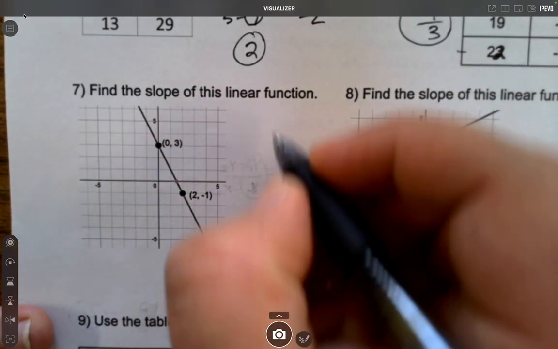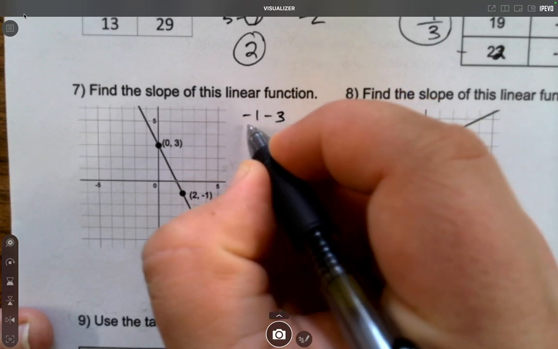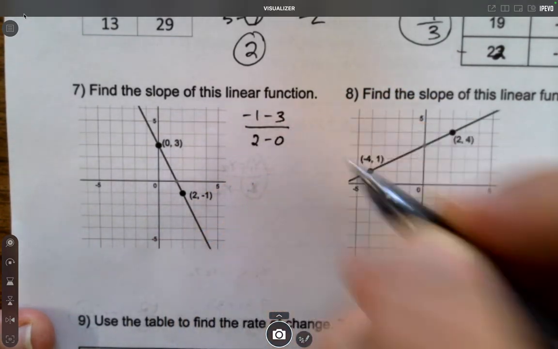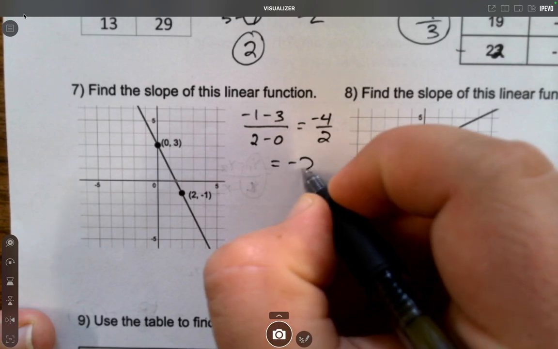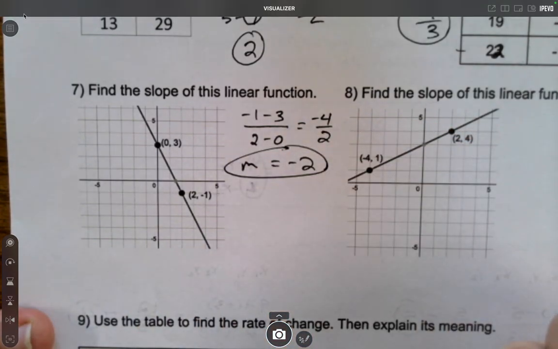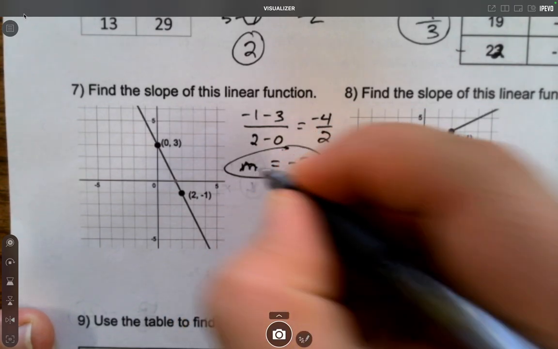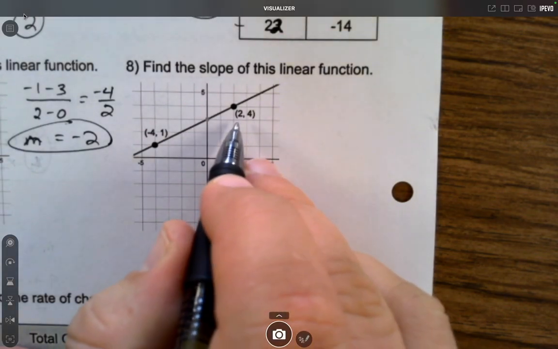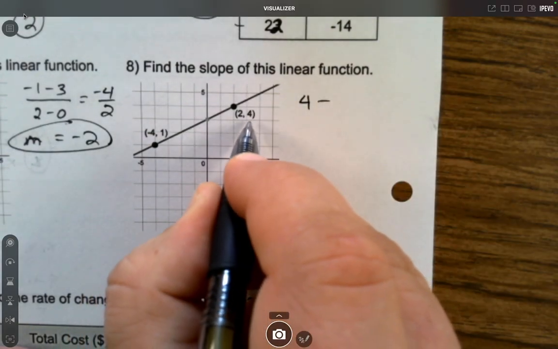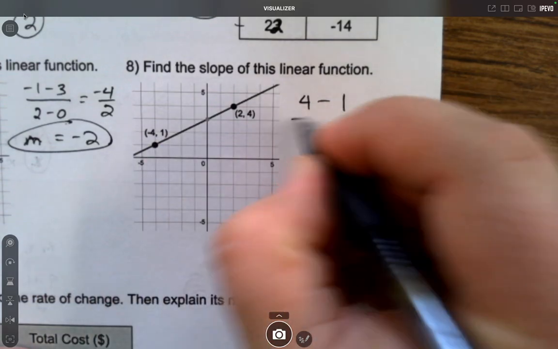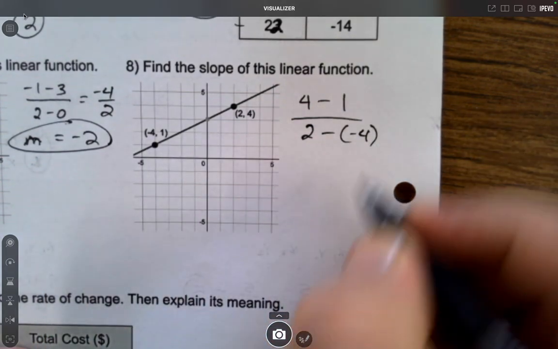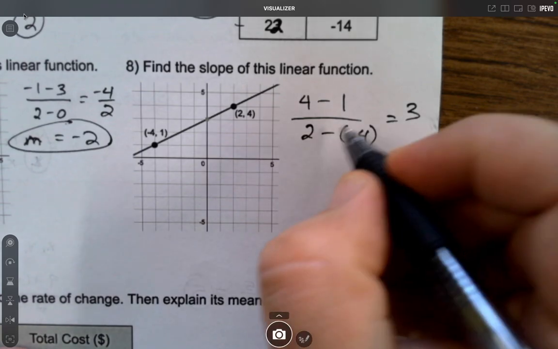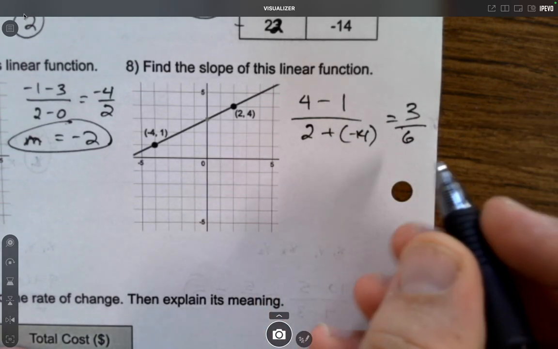So I'll just treat this as y2 and I'll say y2 minus y1 over x2 minus x1. So that gives me negative 4 over 2, which is negative 2. Okay, on this one, I'll treat this as point number 2. So y2 right there minus y1 right there over x2 minus x1. So that gives me a 3 on top and a 6 on the bottom, which I can reduce to 1/2.